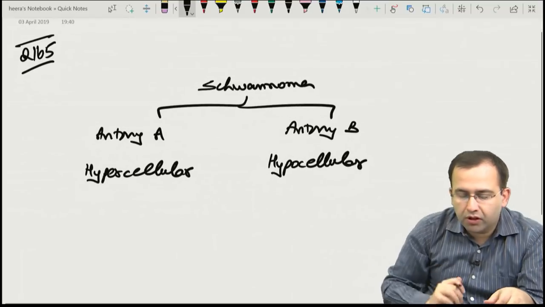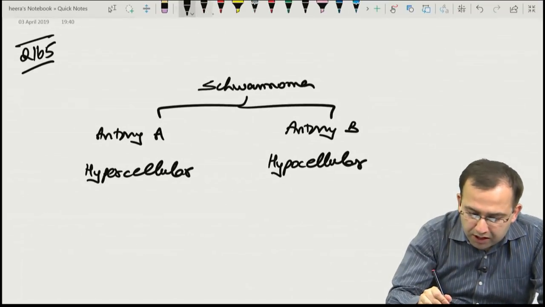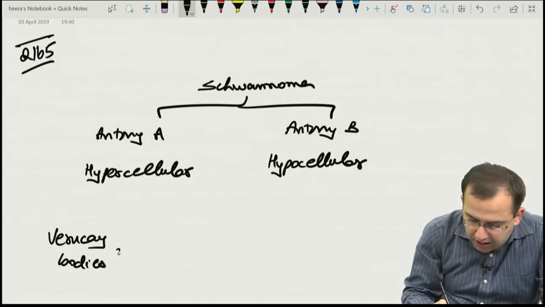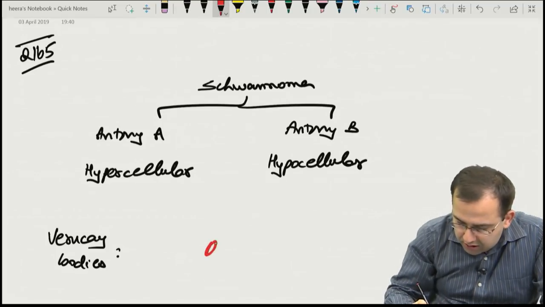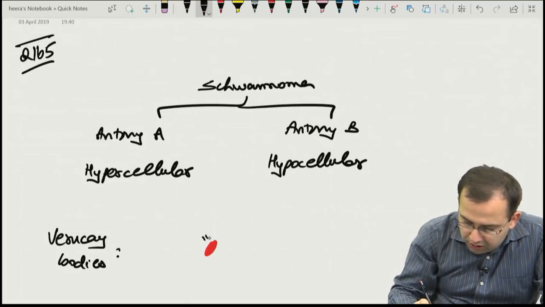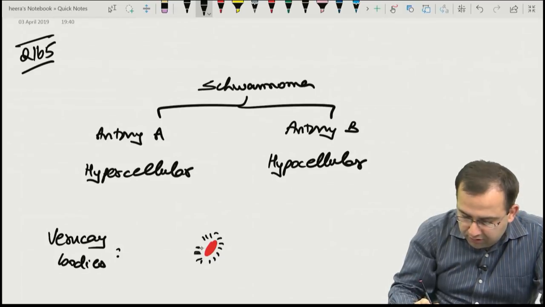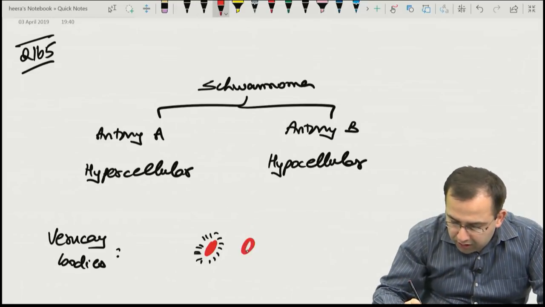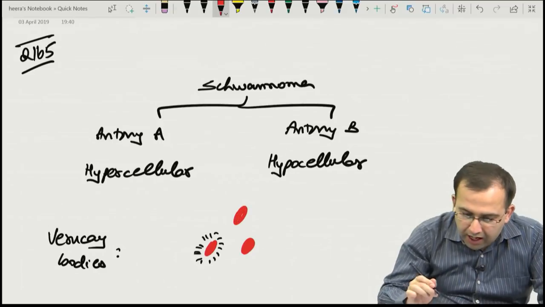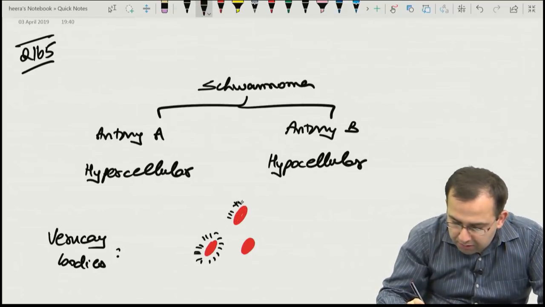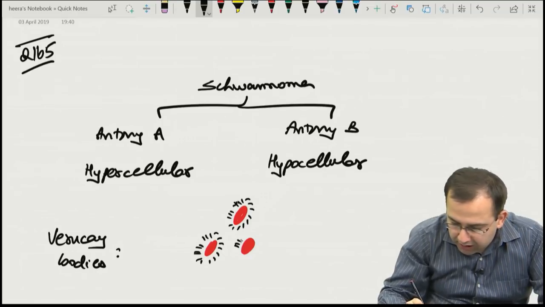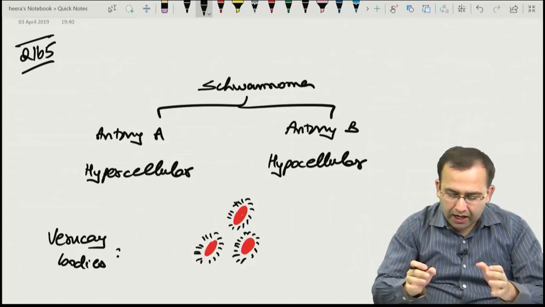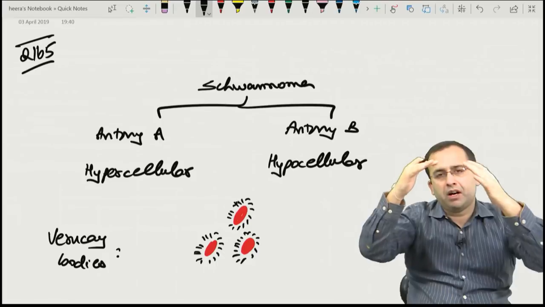Next, you very well know schwannoma is associated with the presence of Verocay bodies, small eosinophilic structures with peripheral palisading of tumor cells. If the tumor cells are more and the bodies are smaller, it is hypercellular. This is Antoni A schwannoma. Whereas if the pink areas are bigger and the tumor cells are well spread apart, it is Antoni B area.